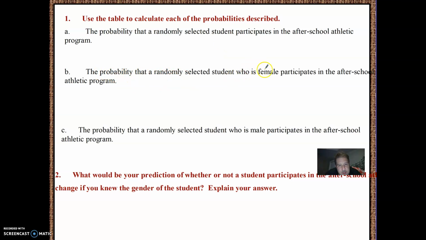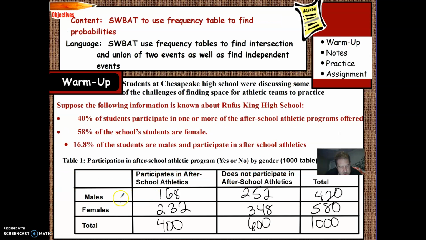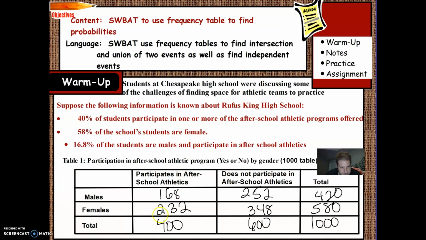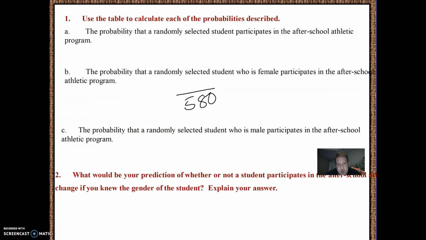The probability that a randomly selected student who is female participates, so we know it's a female. So we know it's out of 580 people, because that's what we know. Remember, this is conditional probability. It means it's not out of 1,000, it's out of just a certain amount of people. What's the probability a randomly selected female participates in an athletic program? So that would be, how many females participate? 232. And then I can change that to a percentage. Divide by 580 gives me 0.4, which is 40%.